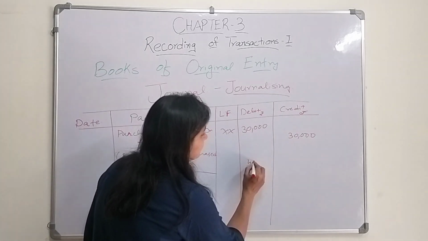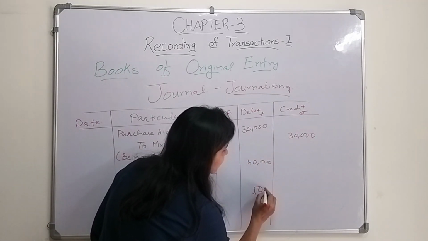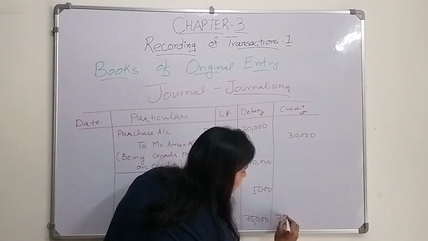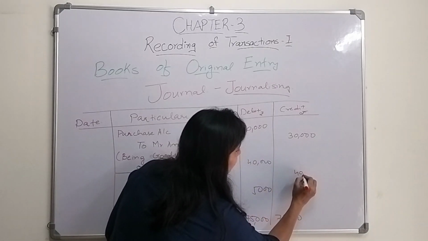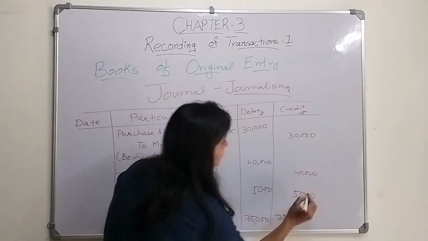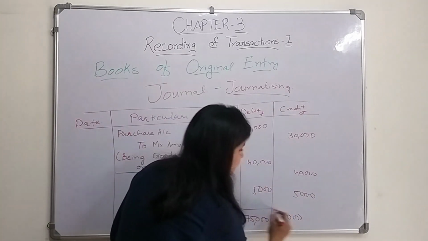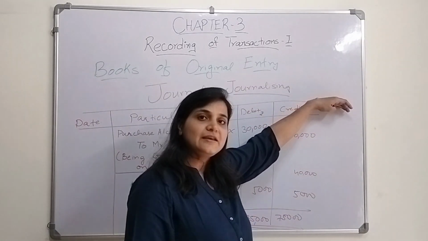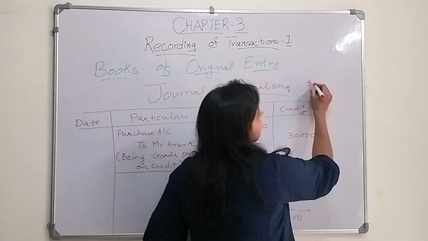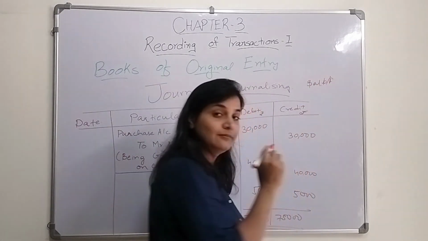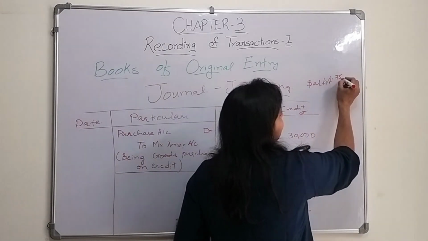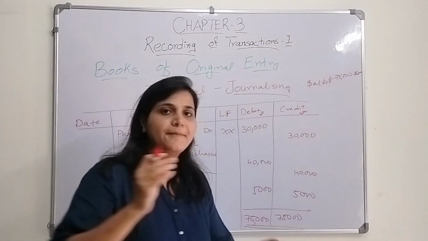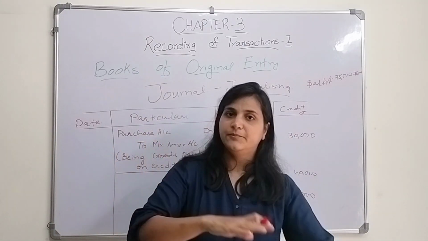Okay, 30,000, 40,000, 5,000. What happened? I carry forwarded all the whole amount. This 75,000 I carry forwarded to the next page. And in the next page, what will I write? Balance brought forward, debit side 75,000 and credit side 75,000. These are the balances that we have brought forward from the previous page.